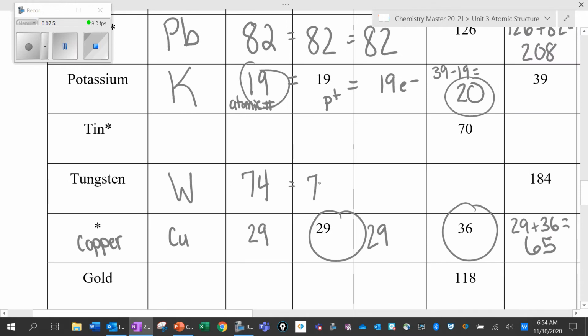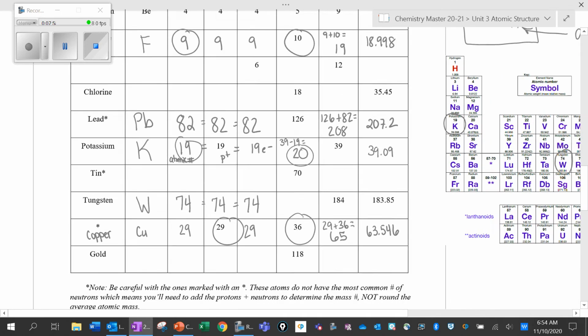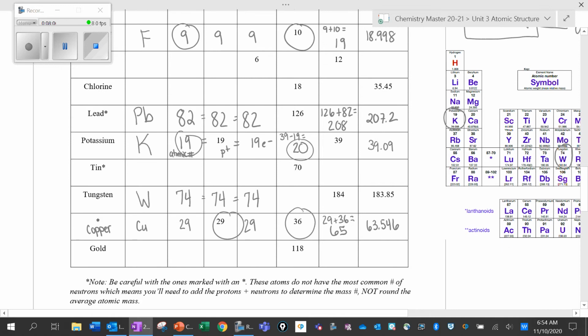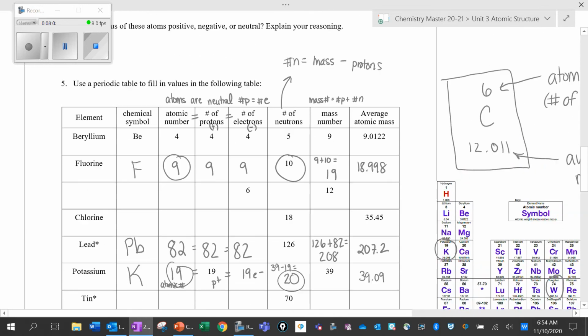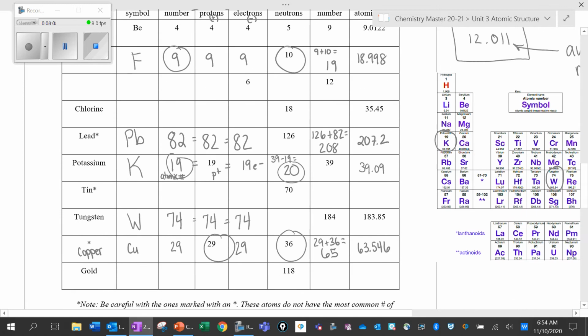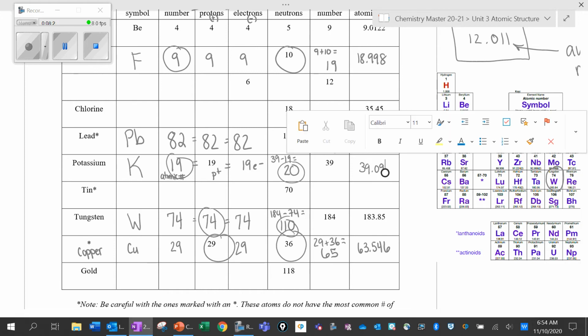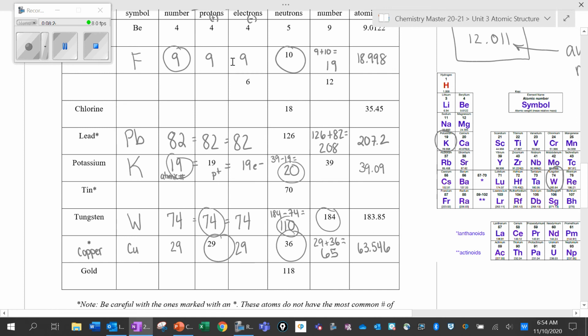So tungsten is W, atomic number of 74. That means it has 74 protons and 74 electrons. And the way you figure out neutrons is you do the mass minus the number of protons. So it's going to be 184 minus 74. So it looks like that's 110 neutrons. So again, protons plus neutrons is going to add up to your mass number. All right, and that's a little review of finding various things like protons, neutrons, and mass number.